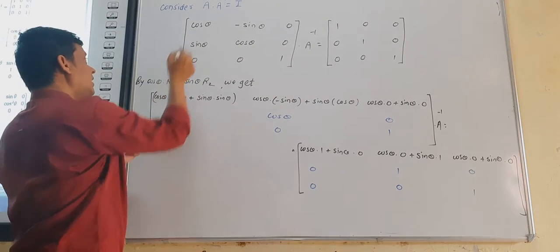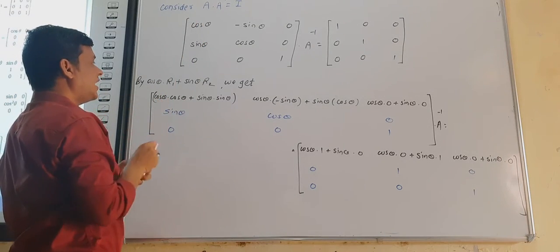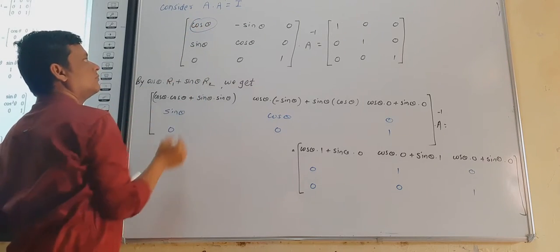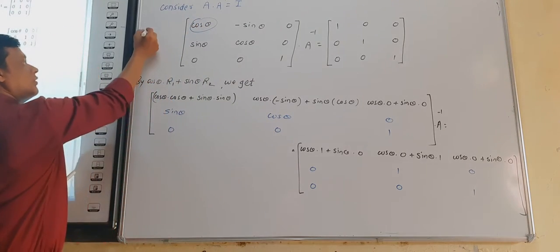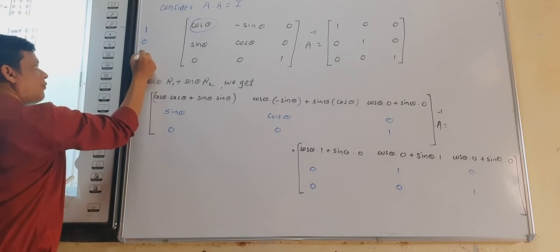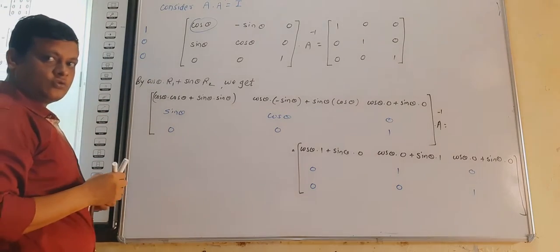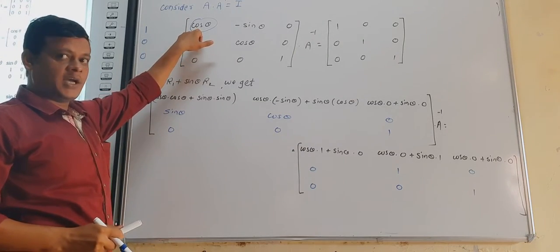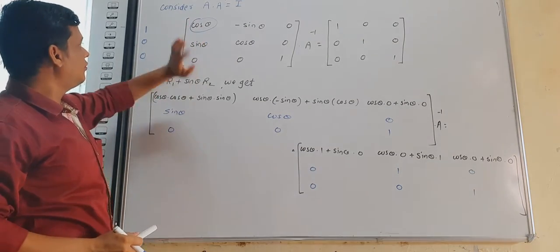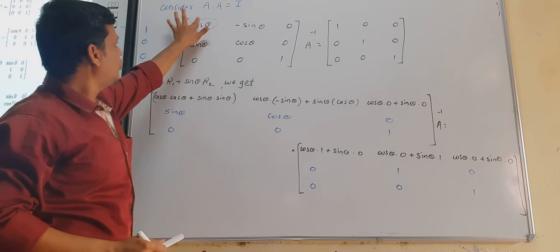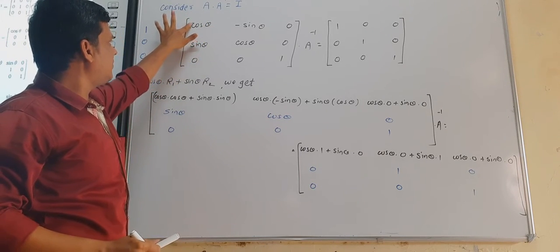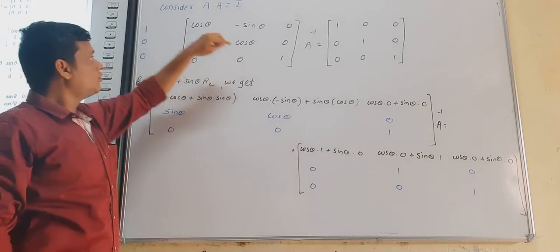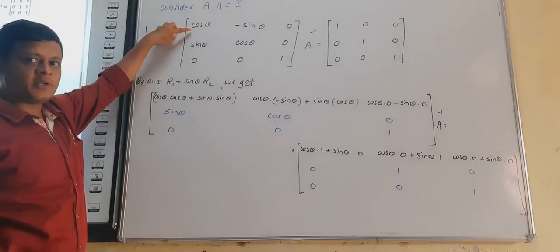For that, in place of this cos theta, we require 1. We are going to reduce the elements to the form 1 0 0. So for that we have to reduce cos theta to 1. So we know the identity sin square theta plus cos square theta equals 1. Here is sin theta, here is cos theta. So we have to multiply this first row by cos theta.